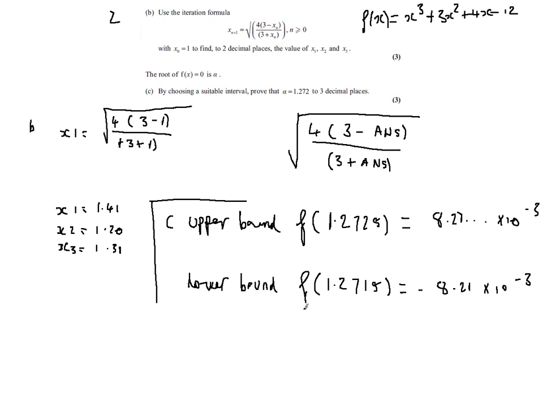With your answer in the exam, you would have to write a small sentence saying the upper bound equals this, the lower bound equals this, there is a change of sign, hence to 3 decimal places alpha will equal this value.